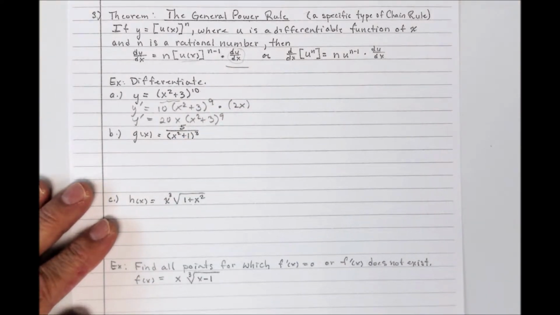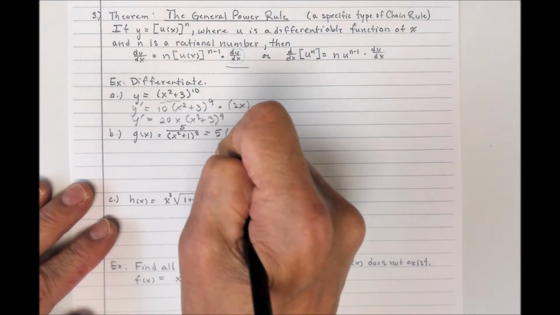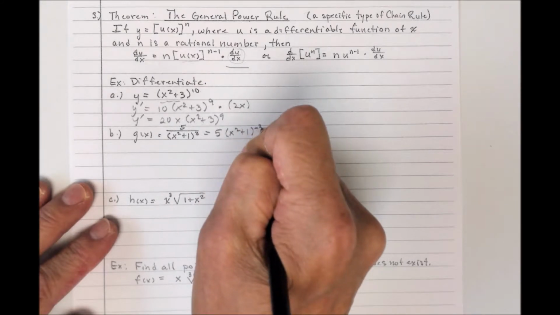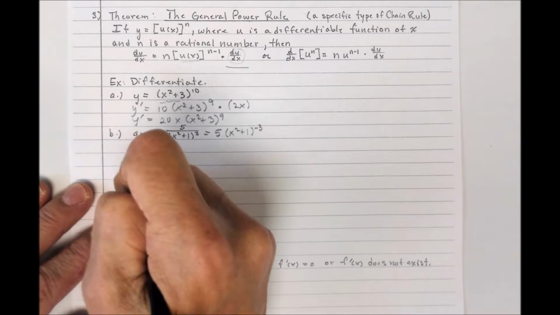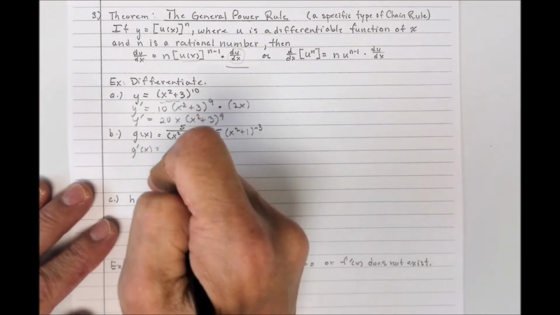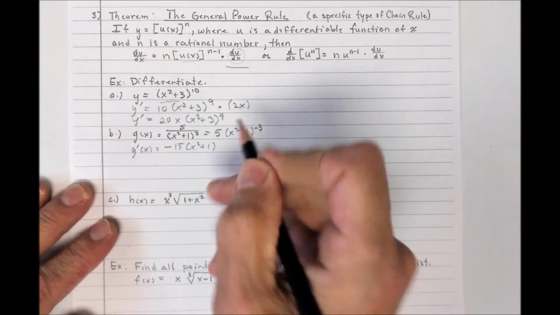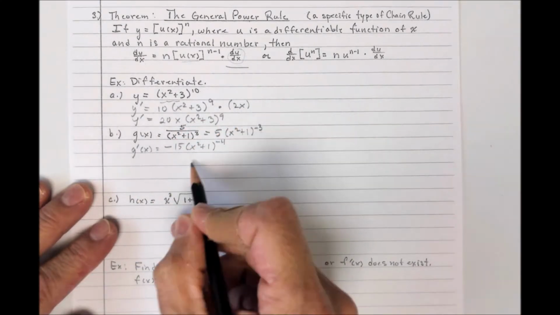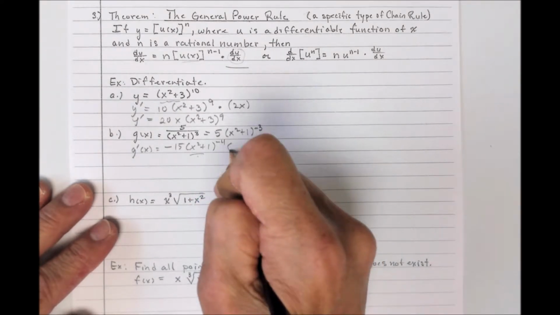The next one is very similar, except I'm going to be working with a negative exponent, because I'm going to write this as 5 times the quantity x squared plus 1 to the negative 3 power. Now I'm going to use the general power rule. G prime of x is equal to, bring the negative 3 out in front, that would give me negative 15 times x squared plus 1, subtract 1, to the negative 4, times the derivative of the inside function, the x squared plus 1, and that would be 2x.